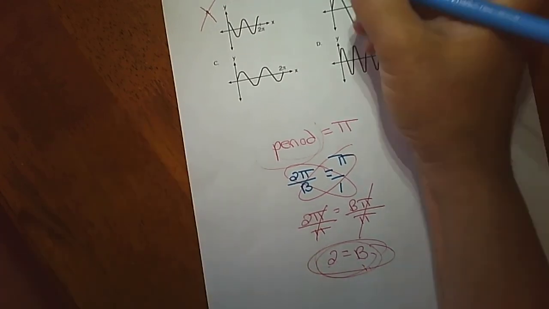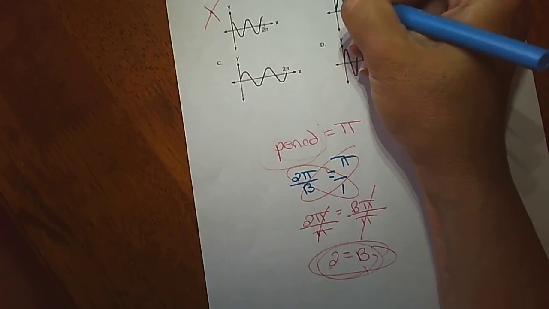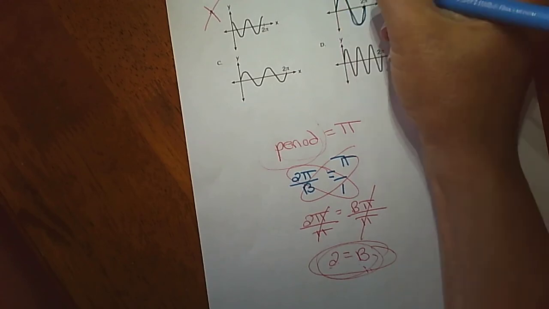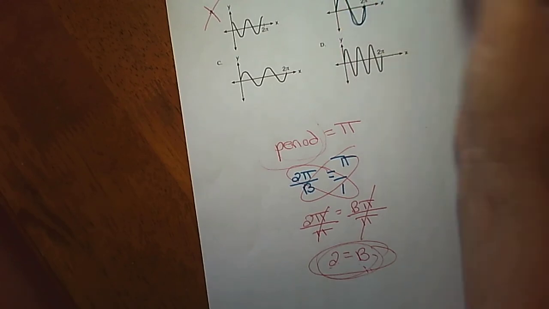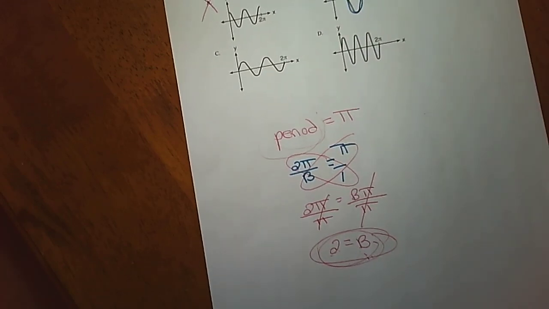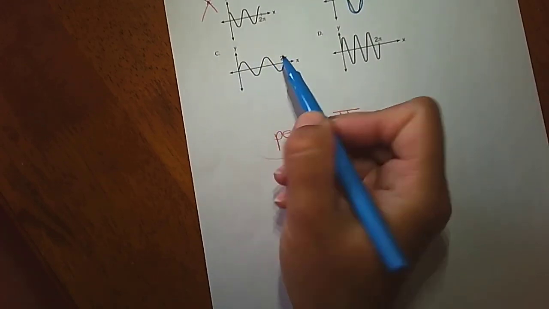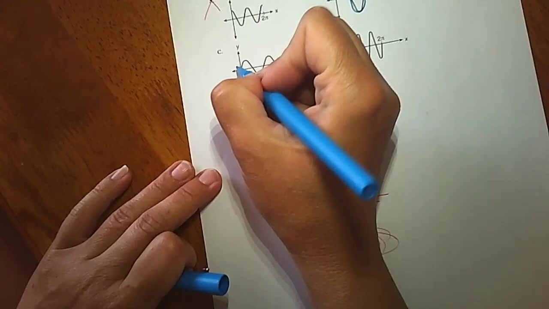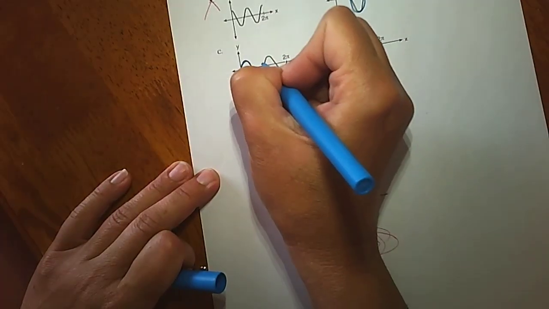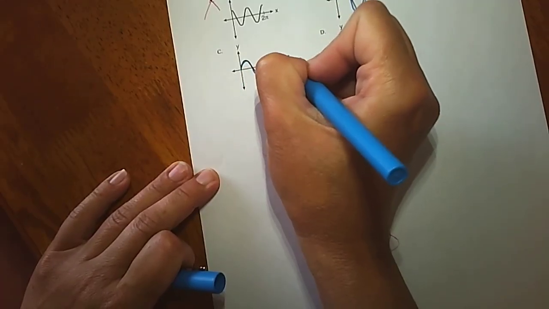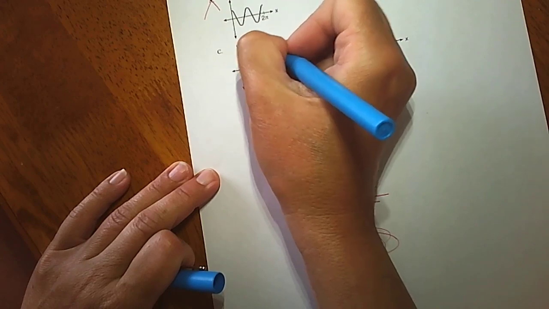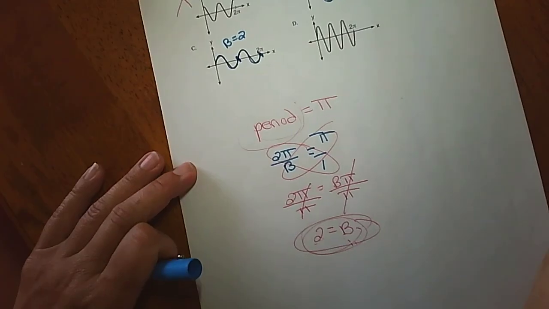Well, here's 2 pi. How many up and downs do I have here? This would mean B is 1, so that's no good. Look at this one. How many up and downs do we see here? Well, there's 1 there, and there's 2 there. That means B equals 2. So right now it looks like it's going to be choice C.